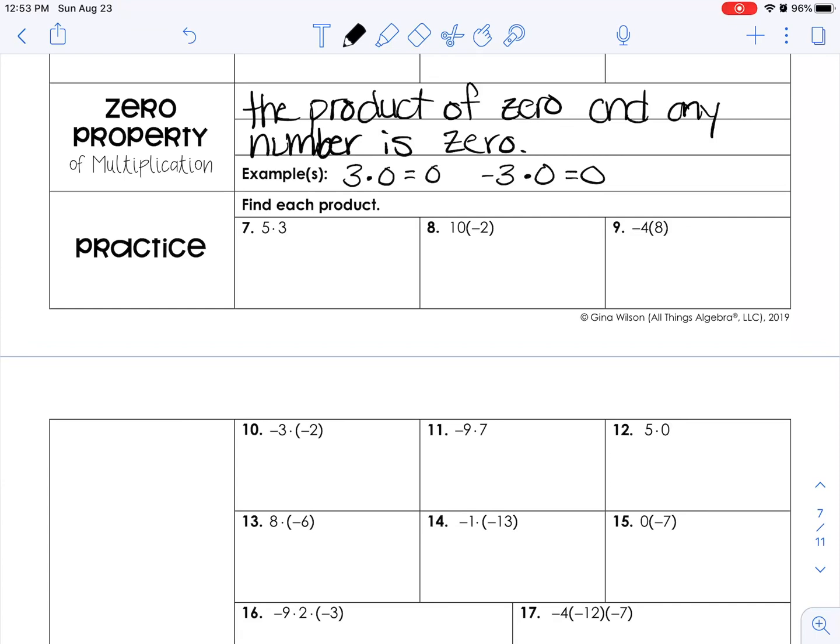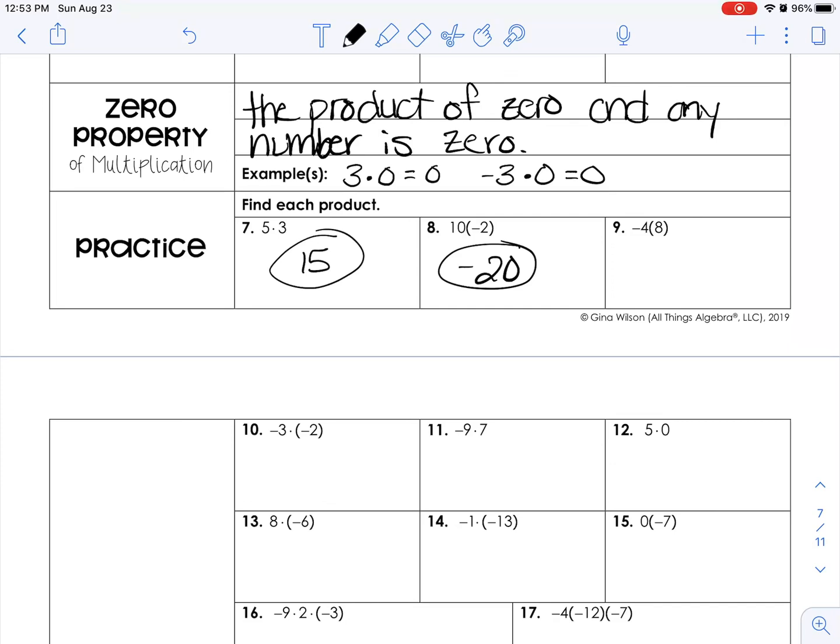Number 7, we're going to multiply 5 times 3, which we already know is 15. And both of those numbers are positive, so my final answer is going to be a positive 15. Number 8, we know that 10 times 2 is 20. But then paying attention to our sign, we have a positive and a negative. We have different signs. So our final answer is going to be negative, a negative 20.